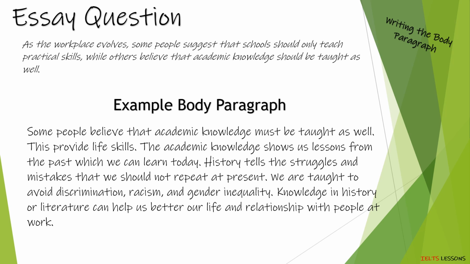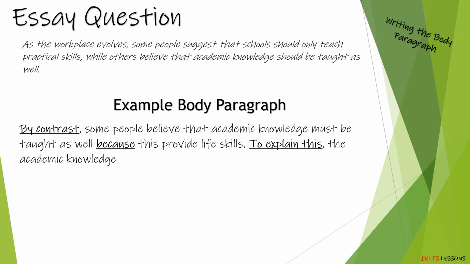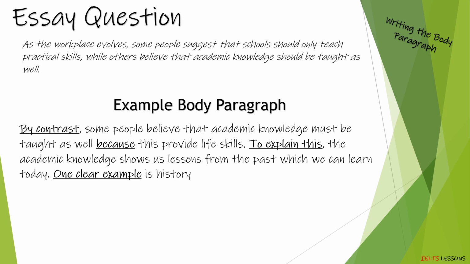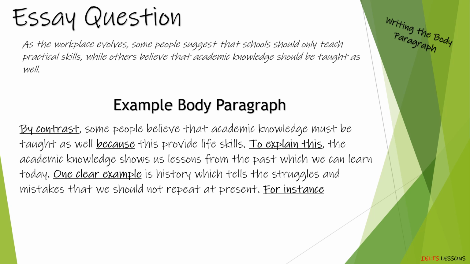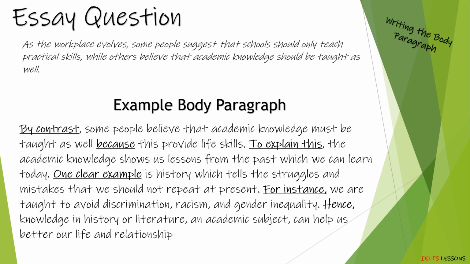Now I'd like you to compare this body paragraph without transition words to the paragraph with transition words and phrases. So here it is. By contrast, some people believe that academic knowledge must be taught as well, because this provides life skills. To explain this, the academic knowledge shows us lessons from the past which we can learn today. One clear example is history, which tells us the struggles and mistakes that we should not repeat at present. For instance, we are taught to avoid discrimination, racism, and gender inequality. Hence, knowledge in history or literature, an academic subject, can help us better our life and relationship with people at work.